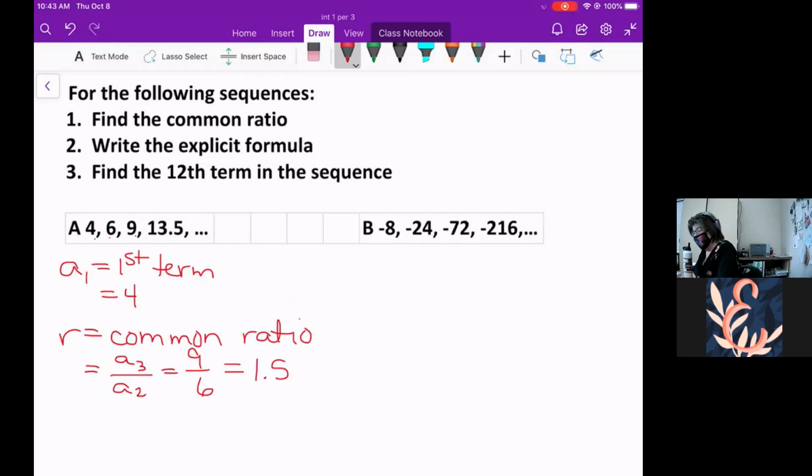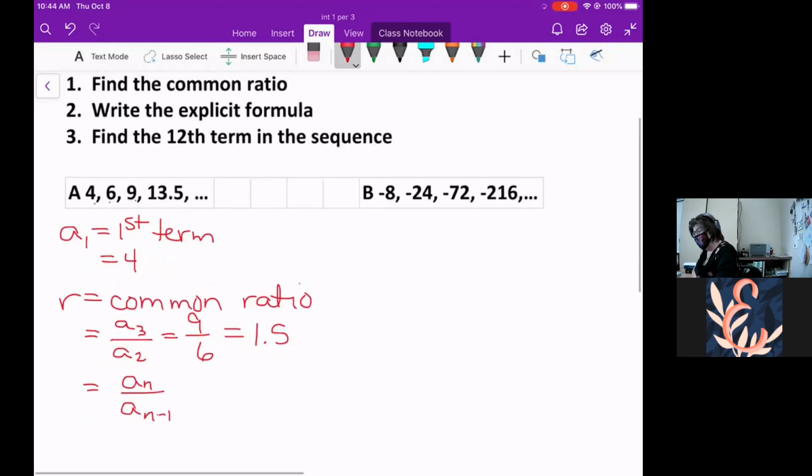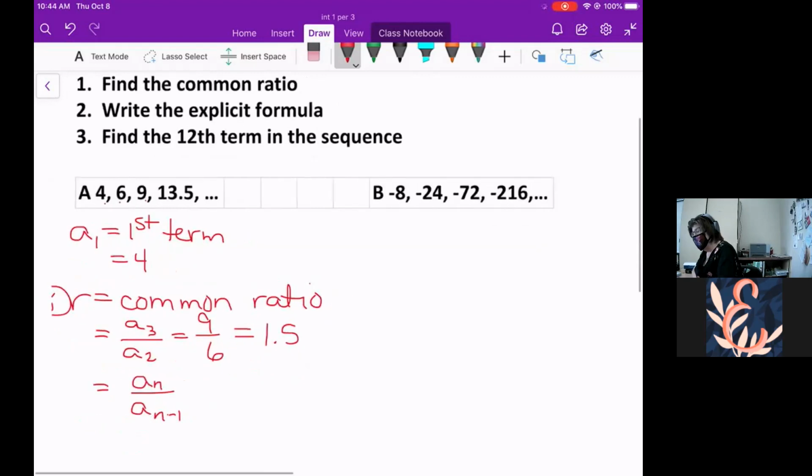So the common ratio is any term over the one in front of it, n minus 1. And we talked about this. So you definitely want to go back. This is your essential. Your essential is being able to write sequences. Now part 1 is this. Part 2 is write the explicit formula.